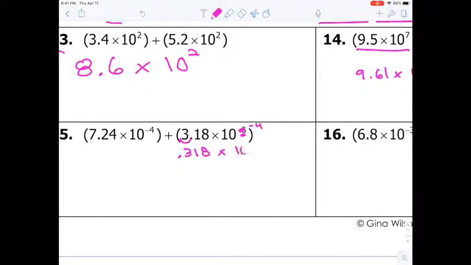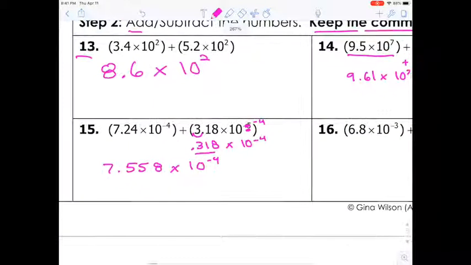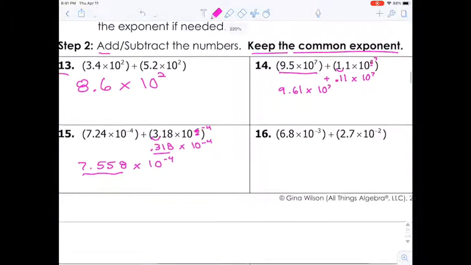So if I were to increase this to -4, I would have to decrease this to 0.318 times 10 to the -4th, and then I would have to go 7.24 plus 0.318, which is, that's just a weird thing to add, is 7.558 times 10 to the -4th. And sure enough, always check and make sure that this answer is in between 1 and 10 when you guys are done, okay?